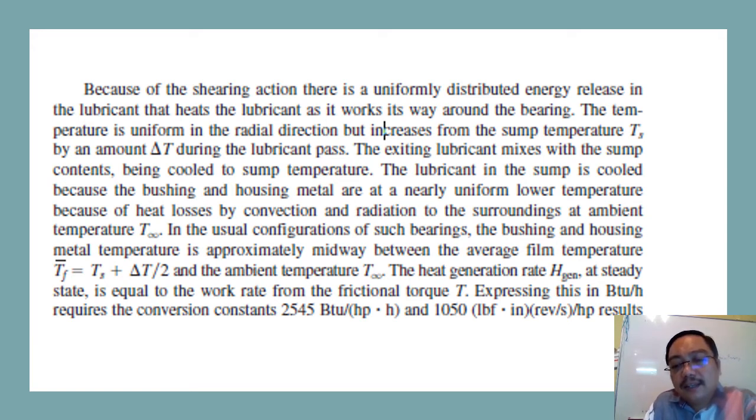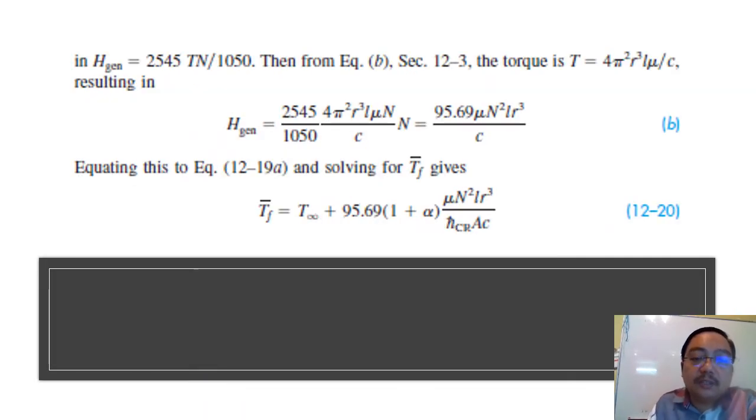The heat generation rate at steady state is equal to the work rate from frictional torque. Expressing this in BTU/h, British Thermal Units per hour, requires a conversion constant of 2545 BTU per hour per horsepower and 1050 for pound-inch, which results in heat generation of 2545 Tn over 1050. This is the equation. You can see the equation is 95.69 U N squared L R cubed per C. Equating this, you can solve for TF, giving TF equal to this equation.